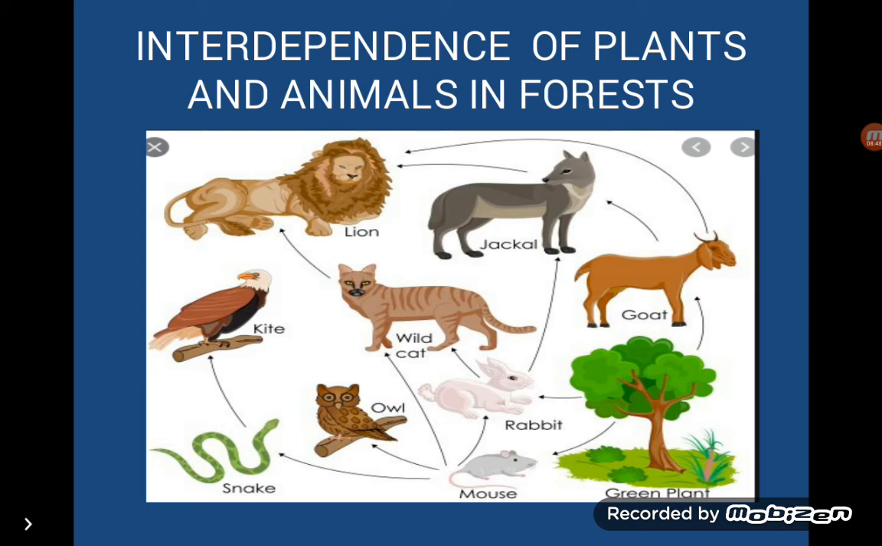What is a food chain? A food chain is a linear sequence of organisms that are related to each other by means of food. It shows how living organisms depend on each other for food.